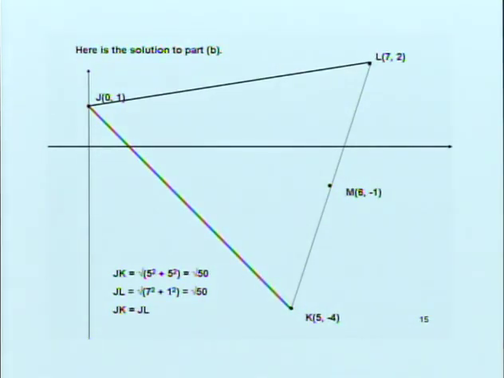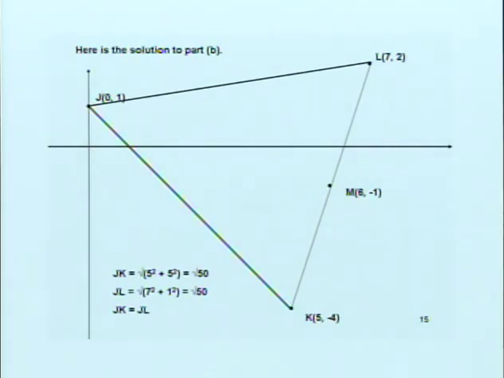Here's the solution to part B. On your graph, the points plotted and the triangle drawn would look like this. You see J, K, L. We are asked to show by calculation that JK is equal to JL.